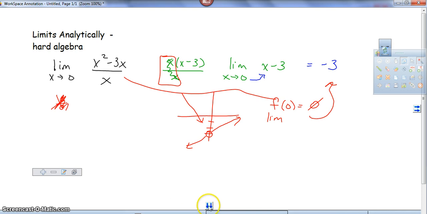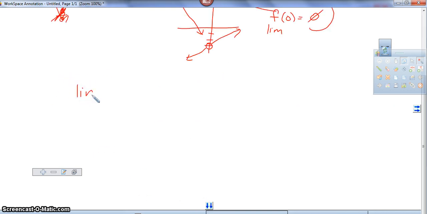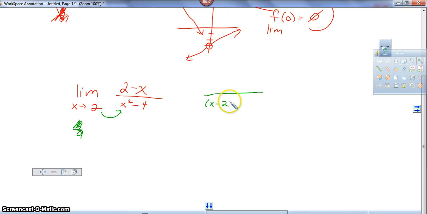Let's try this one. The limit as x approaches 2 of 2 minus x all over x squared minus 4. Well, once again, if I plug 2 in there, I get 0 over 0. It doesn't work. So we've got to do some algebra. Hopefully when you see the denominator, your brain is already going, ooh, I need to factor. So I get x minus 2 times x plus 2. And in the numerator, I have 2 minus x.